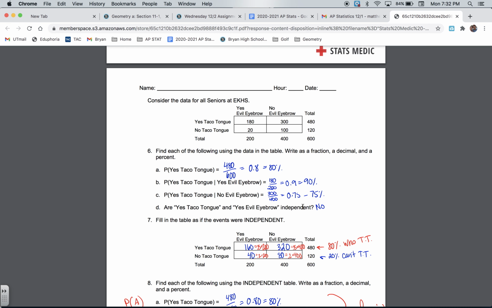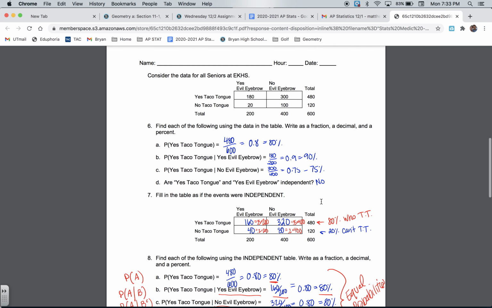if they're independent, the odds should not change. But what we saw here is, if I know that you're a yes for evil eyebrow, I can say that you're more likely to be able to do taco tongue, 90% compared to 80%. If I know that you're a no evil eyebrow, I see that you only have a 75% chance now of being yes. So those are not independent.